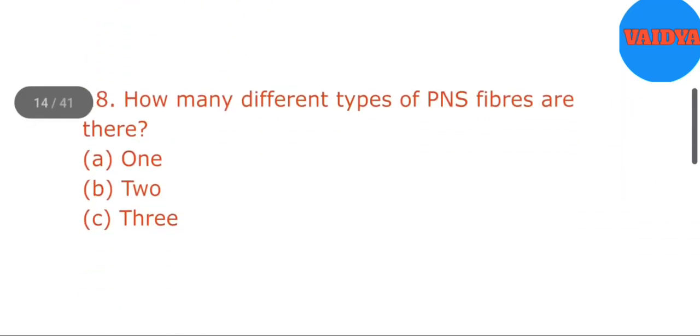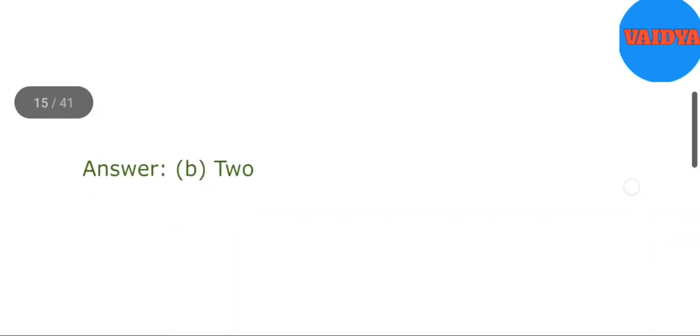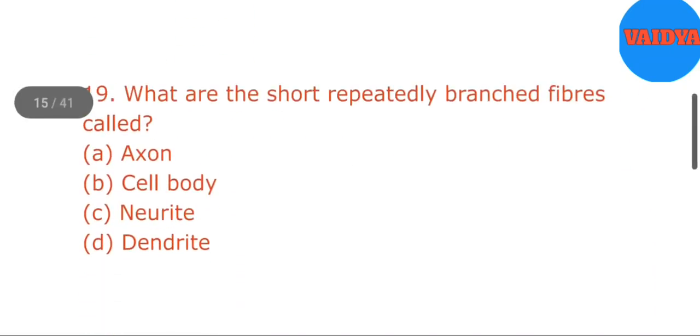18. How many different types of PNS fibers are there? A. 1. B. 2. C. 3. D. 4. Answer B. 2.